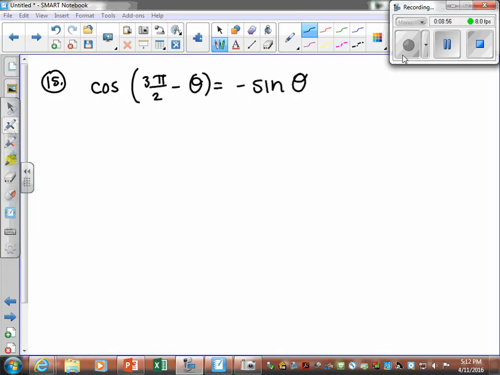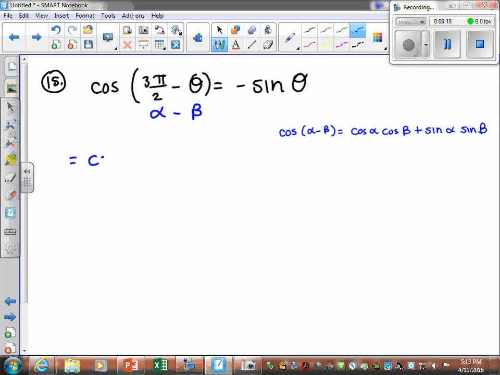Okay, we're going to have another establish the identity. So we want to show that this left-hand side, in fact, equals this right-hand side. This is going to be a cosine of alpha minus beta. So go find your cosine formula for that. Okay, so we pull that up and this, then we can rewrite as cosine alpha, which is 3 pi over 2, times cosine beta, which is just theta, plus sine of 3 pi over 2 times the sine of theta.